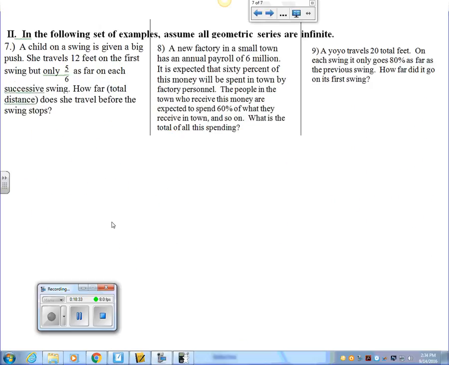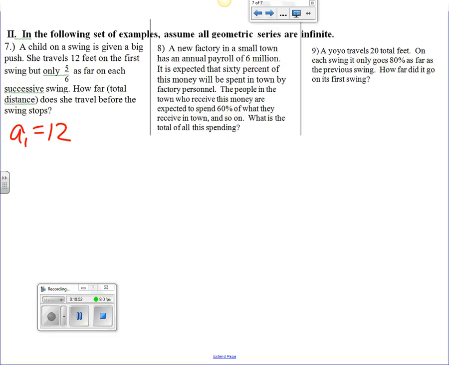All right, number 7. A child on a swing is given a big push. She travels 12 feet on the first swing, but only 5/6 as far on each successive swing. How far does she travel before the swing stops? Carter, what is 12? A1. Denise, what do you think 5/6 is? R, very good. And Ashley, what's the key word? Total. And you'll notice up at the top for this one in bold, it says these are infinite. So I'm using the infinite formula down here.